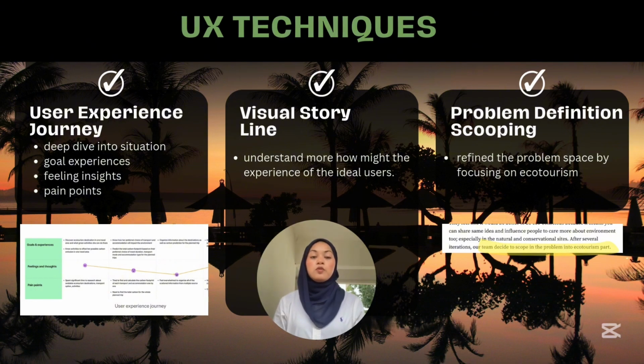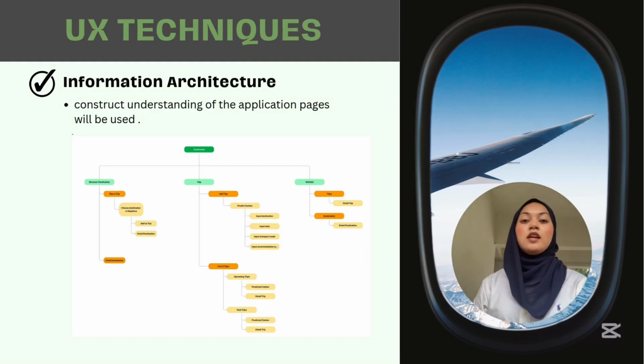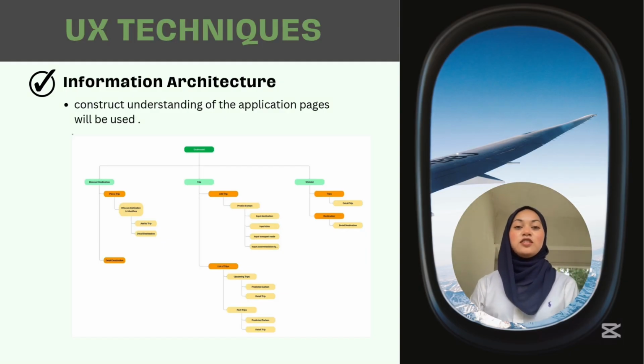Sofia also used problem definition scoping by focusing on ecotourism, which defined the problem space. In-depth feature analysis is about listing the pros and cons of features that will be used in the application. From that, Sofia and the team may get additional insight into the application. Other than that, information architecture was also used. It was a hierarchy diagram to construct understanding of the application pages that will be used.